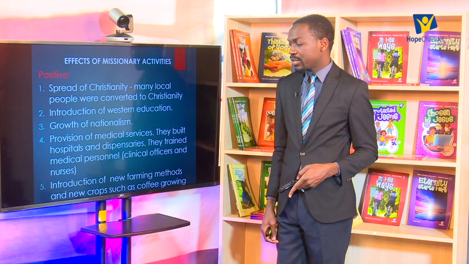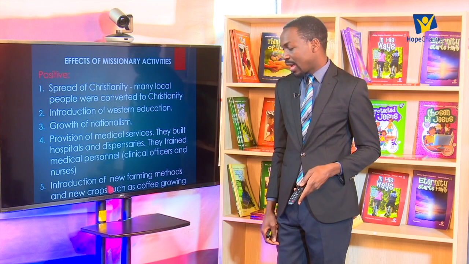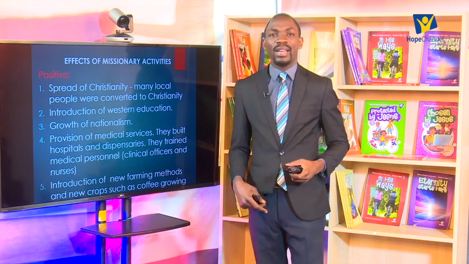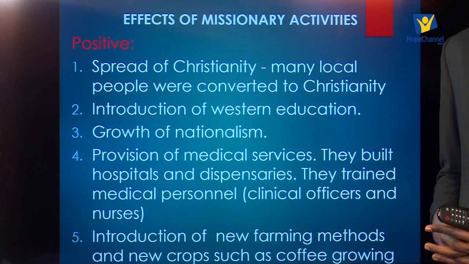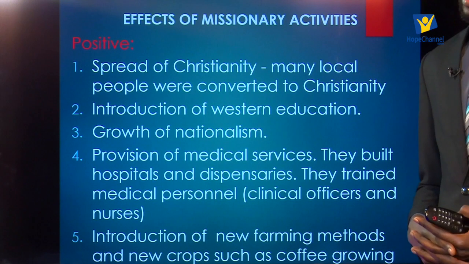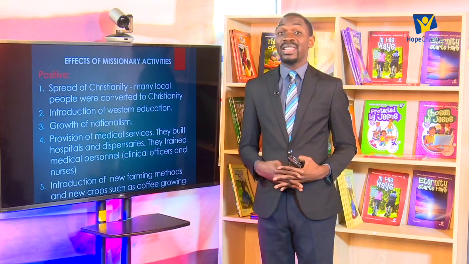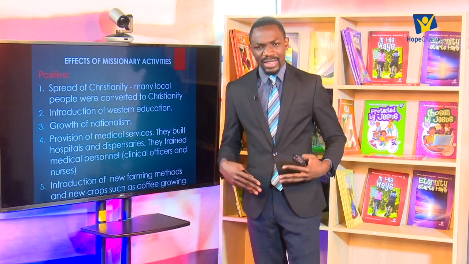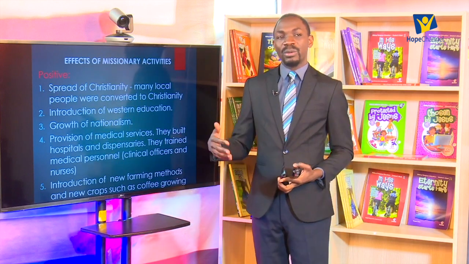Number 5, there was the aspect of introduction of new farming methods and new crops such as coffee growing. That is to imply that, as they came, they had to find ways of making a living. So they settled down, and one of the activities which they did economically was farming. And as a result, they came with some of the methods of farming which were used back in their country.